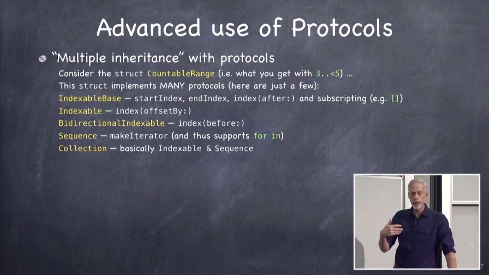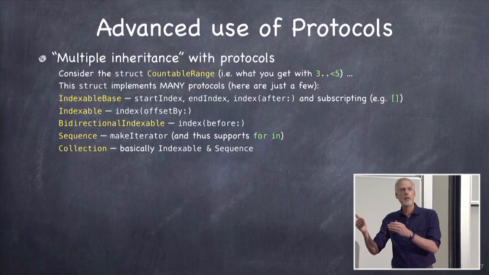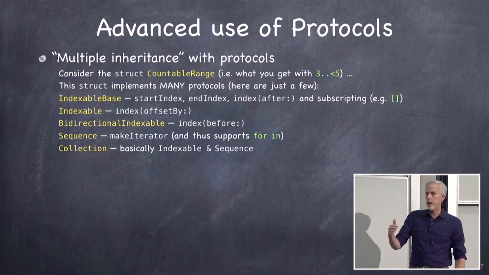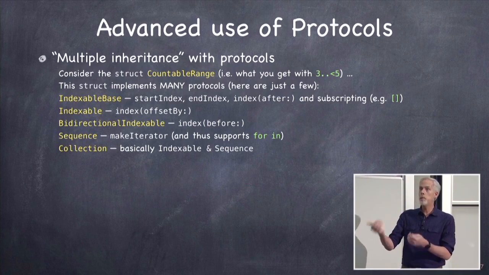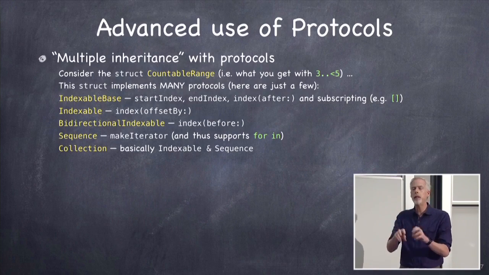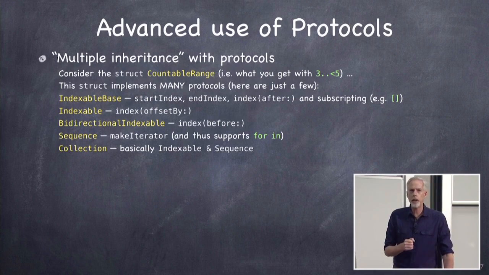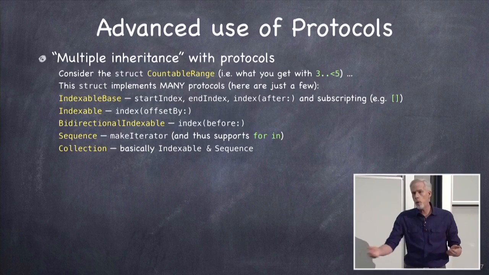Then there's another protocol called Indexable, which actually inherits from IndexableBase, which has index(_:offsetBy:). So now you can move through the range more than just to the next one. You can move farther ahead. There's also BidirectionalIndexable. Now you can go backwards, index(before:). Okay? So these things like startIndex, index(after:), index offset, index(before:), these are just methods in these protocols. Okay? It also implements this very important protocol called Sequence. And the main method in Sequence is makeIterator, which gives back an object that can do the for in thing.